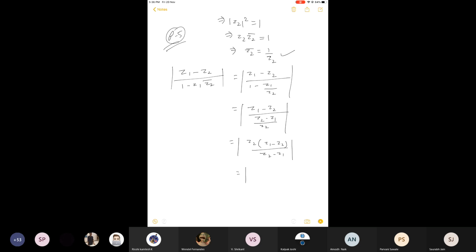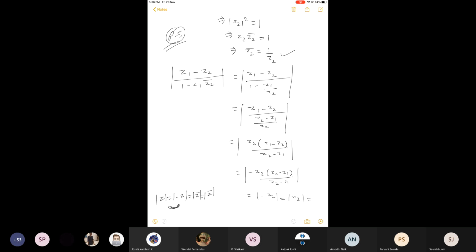If you take minus common from the numerator, you will get Z2 minus Z1 here, and in the denominator you also get Z2 minus Z1. Finally, it is left with minus Z2. And if you remember the eighth property, mod of Z, mod of minus Z, all of them are same. So I will use this property, and in place of mod of minus Z2, I will write mod of Z2.